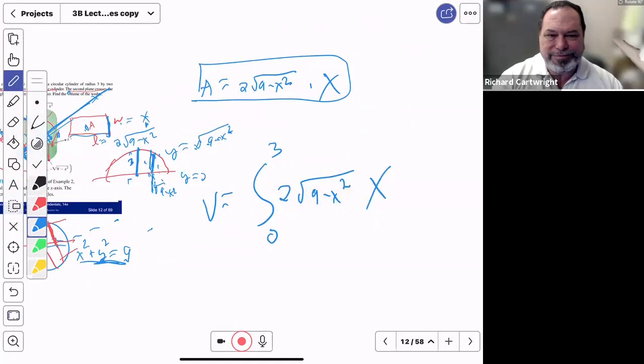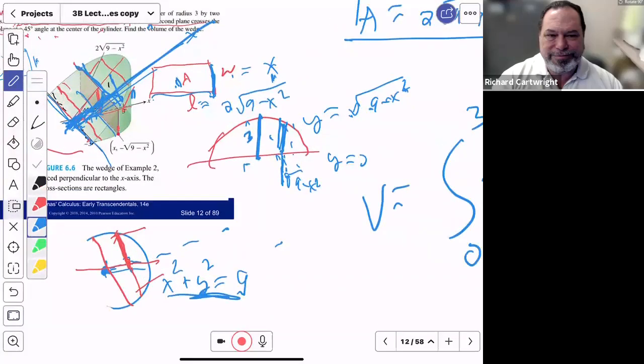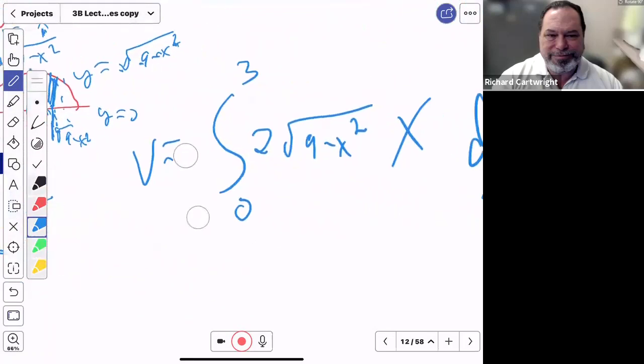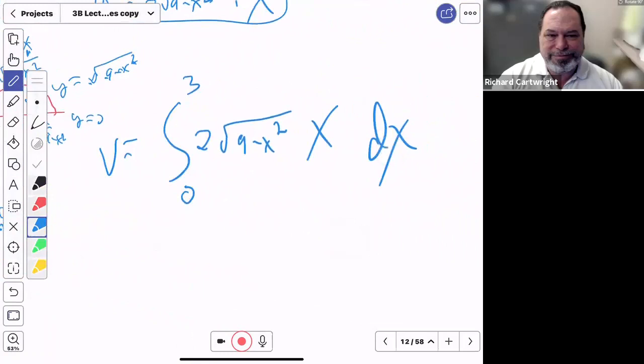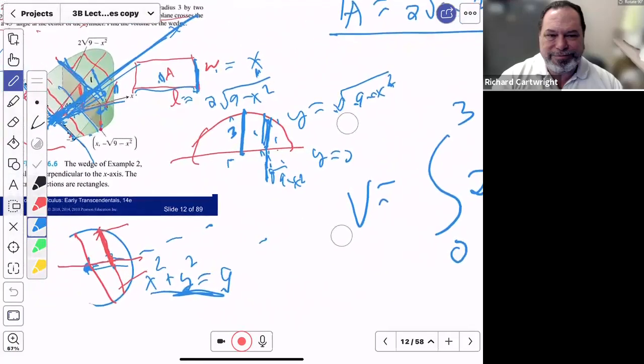What else do I have to do? dx, the thickness of that piece of wood, that rectangle piece right here. That rectangle piece has a thickness, and it's a dx, because perpendicular to this x-axis, it's dx. Now, try to remember, I thought it worked out better than that. Well, I think it looks pretty good, but what am I missing here?